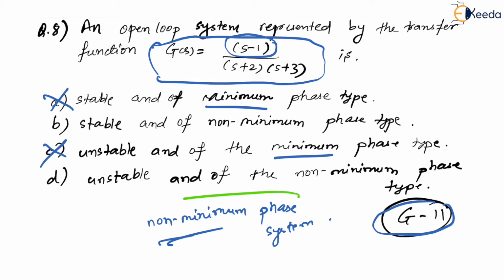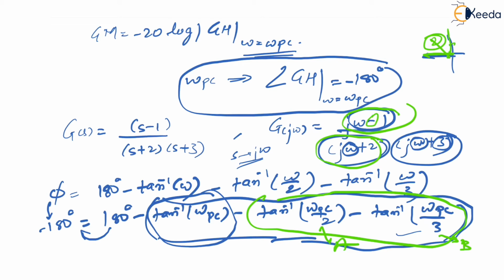So what do we get here? The system is a non-minimum phase system and the system is stable at the same time. So where has it gone? Non-minimum and stable. Yes, it is option B. Definitely it is option B. Correct? Yes. Now let us solve some more problems.